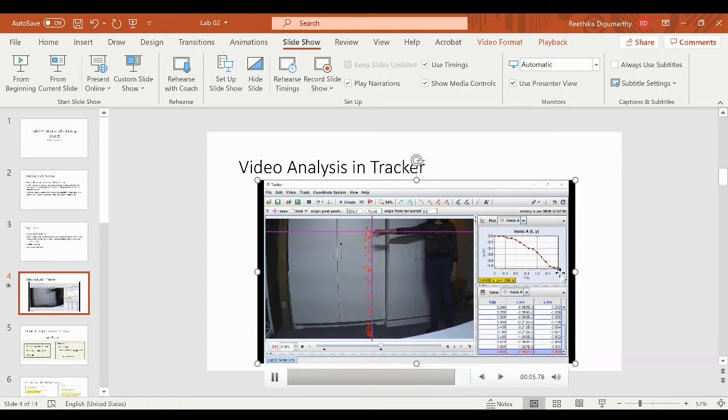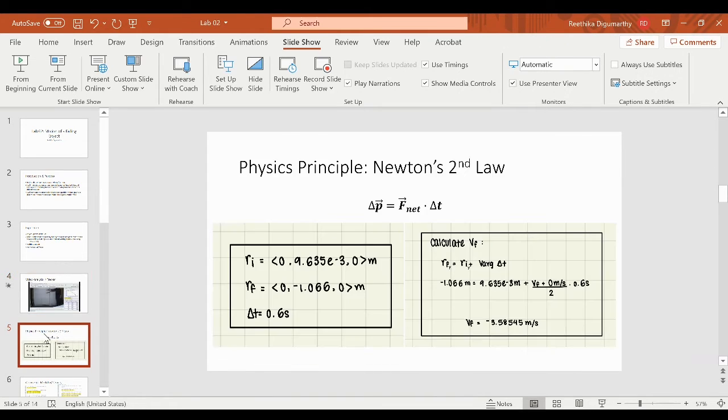So when I put the video into Tracker, the motion was in the negative y direction, as can be seen in this plot here, and I was able to find the initial position vector and the final position vector, as well as the change in time. Because this object, when I drop it from rest, has forces acting on it, I used Newton's second law to connect it to velocity.